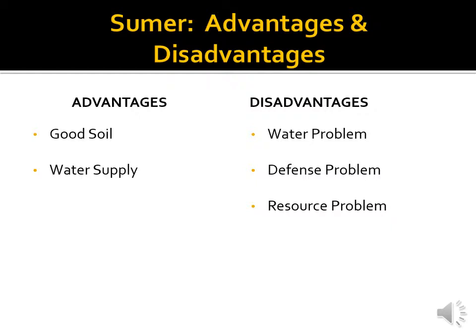So one is the water problem. So the rivers flooded, as I said. Now this is dangerous because nobody could predict when it would happen. Sometimes the floods would come as early as April.